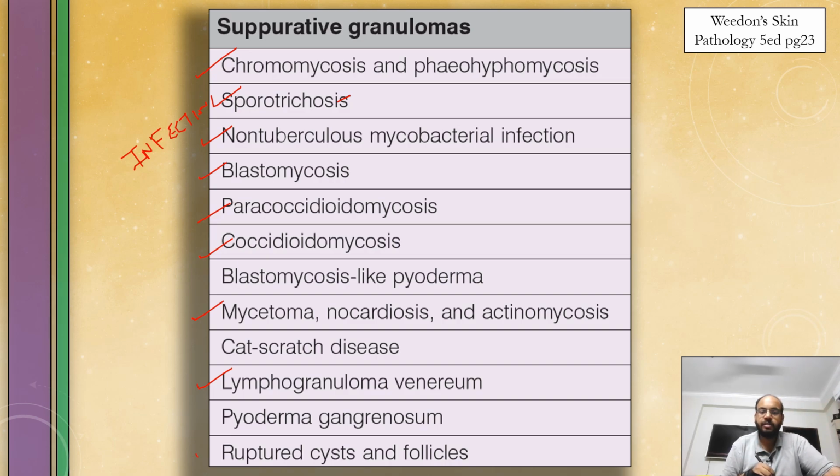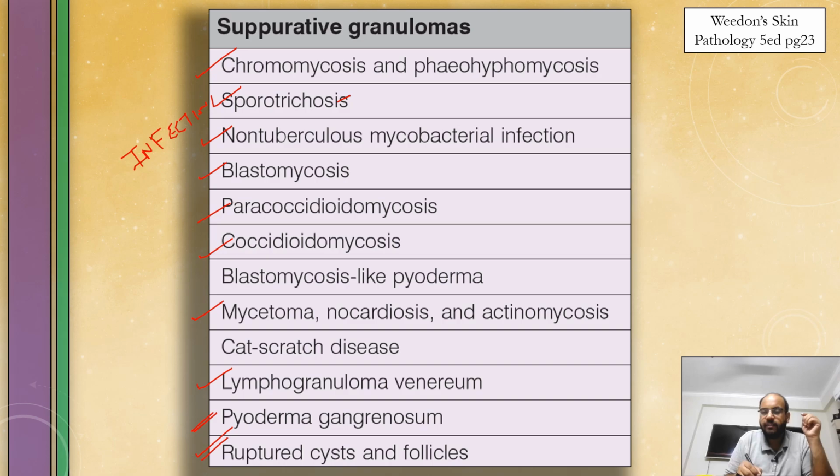Okay, ruptured cysts and follicles. If you remember the dermis slide, I've told you that follicles, after undergoing destruction, can have foreign body type granulomas. They can also have suppurative granulomas. Okay. Look at the lecture on the lacunar tissue reaction pattern, where I have mentioned that.